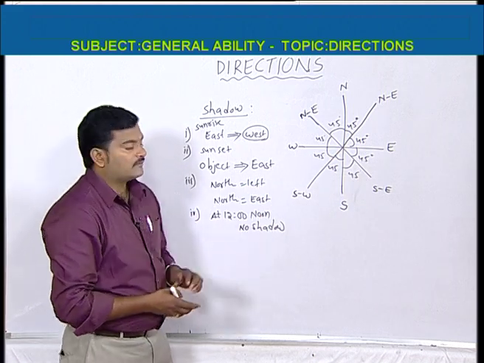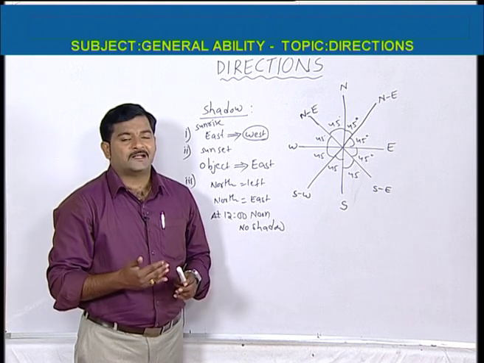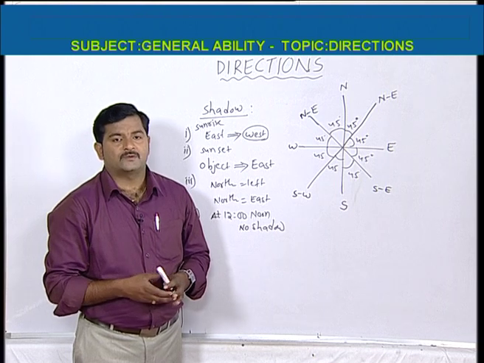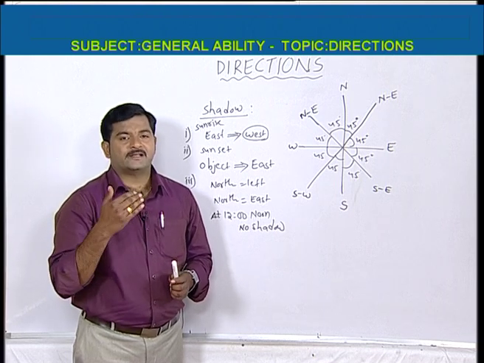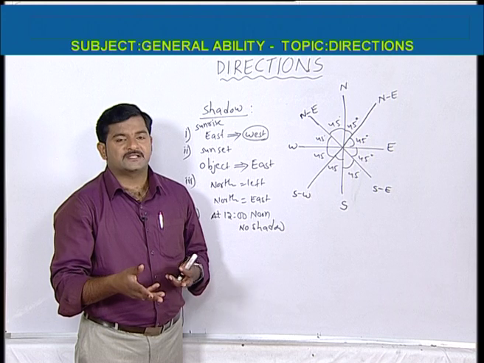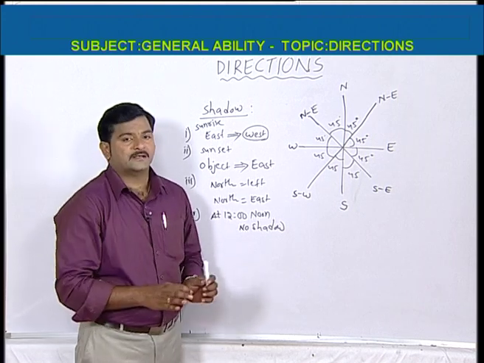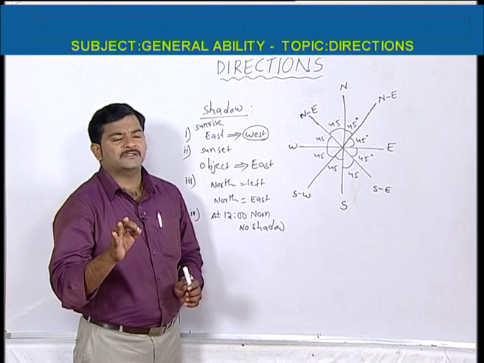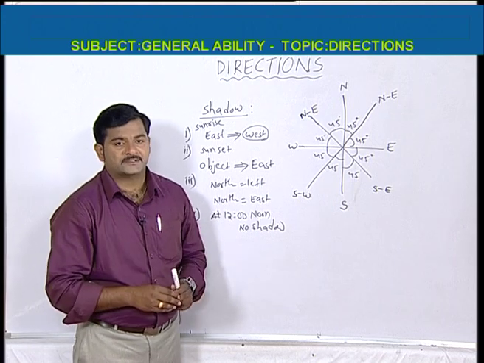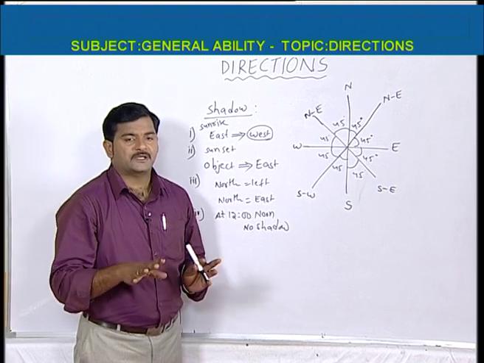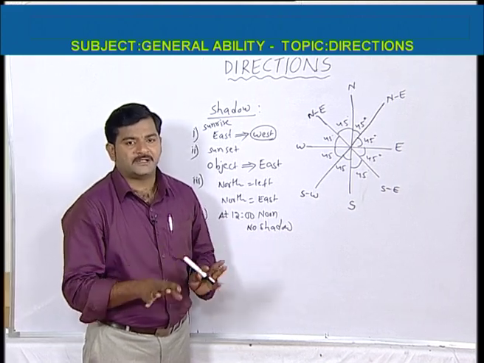And finally the fourth point about shadow is at exactly 12 noon. At exactly 12 noon, since the sun rays are vertically downward, there will be no shadow. So these are the four important and interesting points. Remember, morning time means roughly west direction. Evening time means simply east direction. So keep these two points in mind. At exactly midday, no shadow.